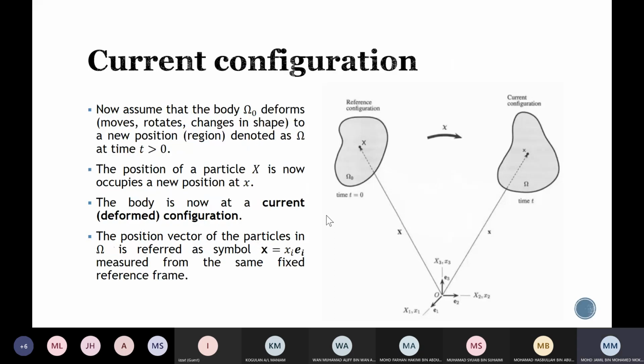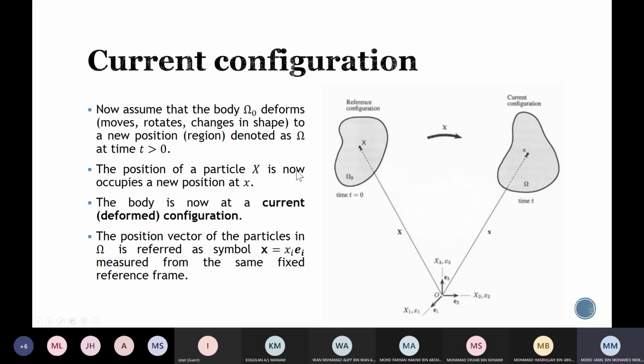Now let's look at the current configuration. Let's assume that the body omega naught here is now deformed after you throw the potato. So it deforms, so it can either move or rotate or change in shape. It deformed into a new position. It changes shape and deforms into this new current configuration, at time more than 0, maybe time 1, time 2, and so on.